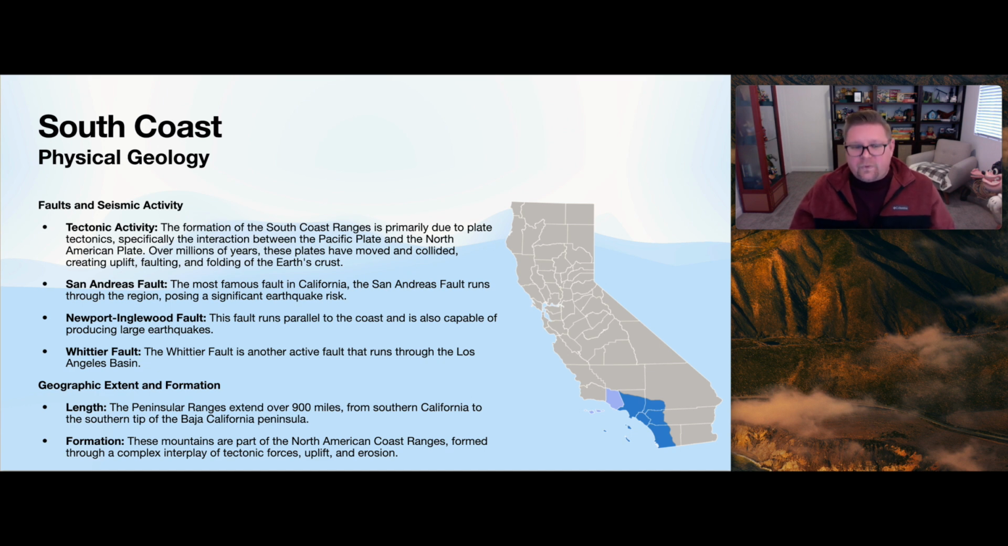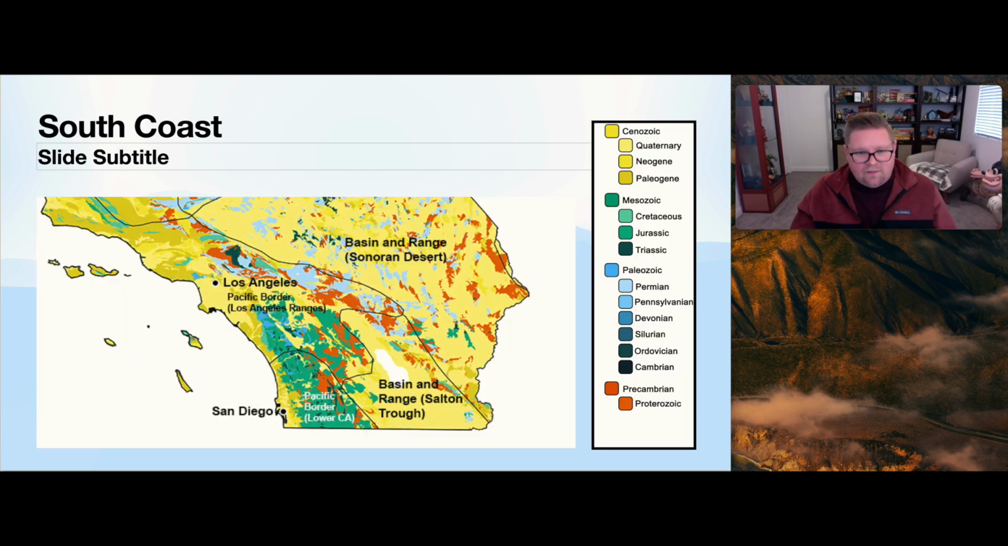Now, the length of the Peninsula Range, which is also running within here and connecting to the southern part, extends over 900 miles. It goes to the southern part of California all the way into Baja Peninsula. So it's a really large range. It runs out of our state down into Mexico. Now these mountains are part of the North American coastal range, formed through a complex interplay of tectonic forces, uplift, and erosion. So here is a geologic map of that area.